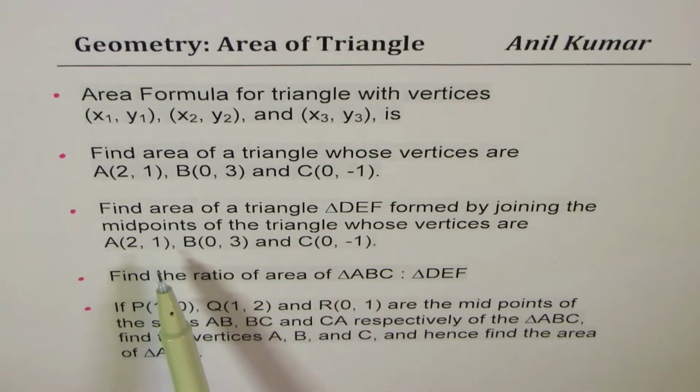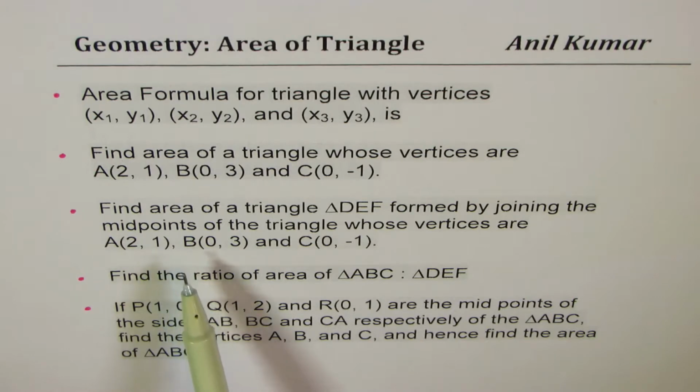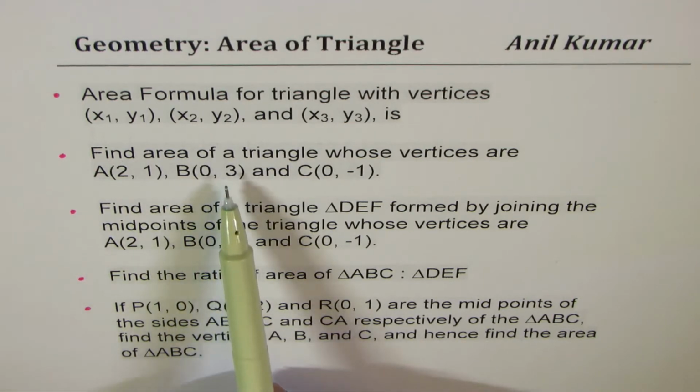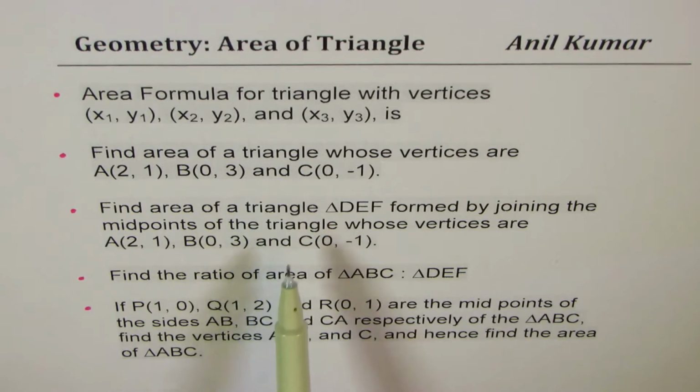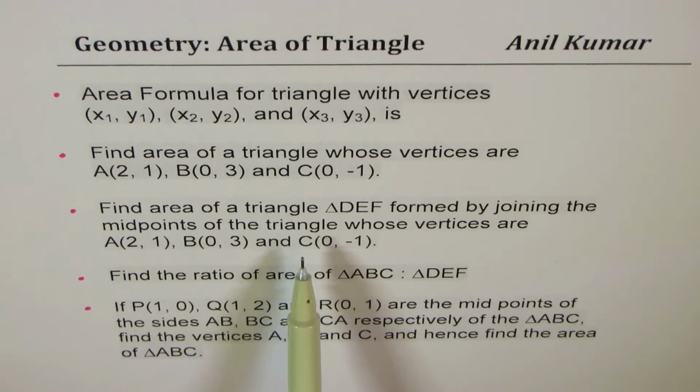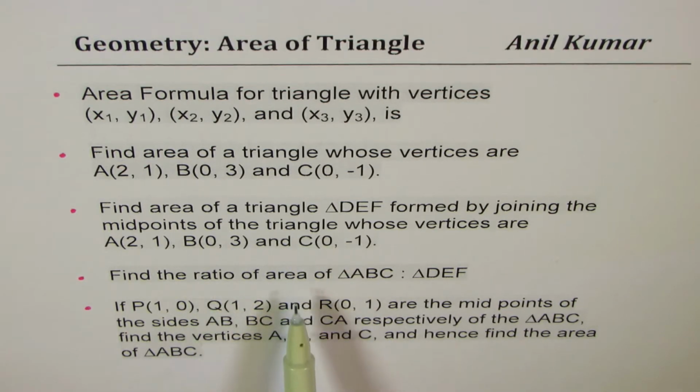And then we have to find the area of a triangle formed by the midpoints of the given triangle, then the ratio of the triangles which we just worked out. If we join the midpoints, then each length is half the length of the original, so the area should be 1/4, right? So we'll calculate that ratio and check our result.